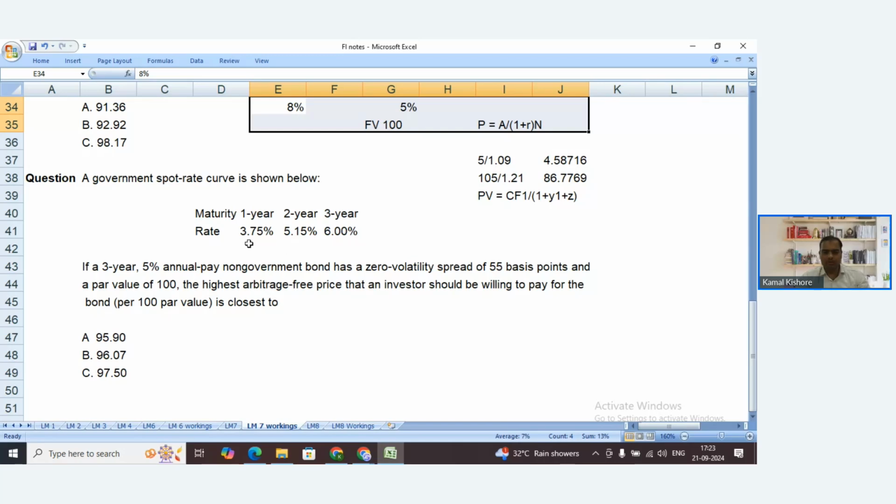What does this mean? This means that today, if I invest in a 1-year bond, the rate is 3.75%. Today, if I invest in a 2-year bond, the rate is 5.5%. The 3-year bond rate is 6%. That is what it means. These are all the rates that I'm seeing on the screen today.